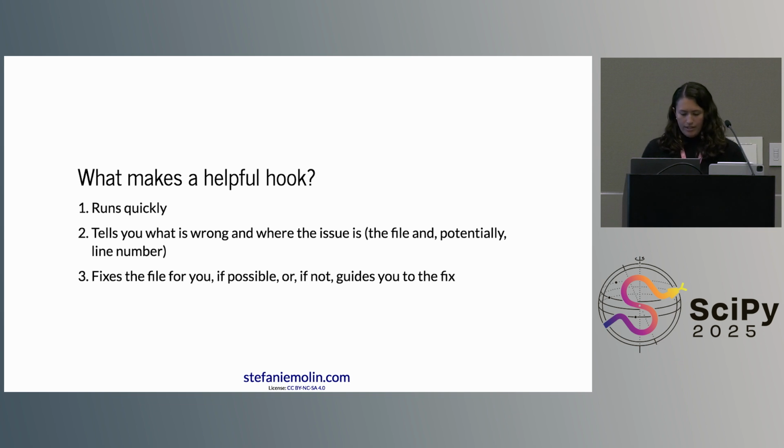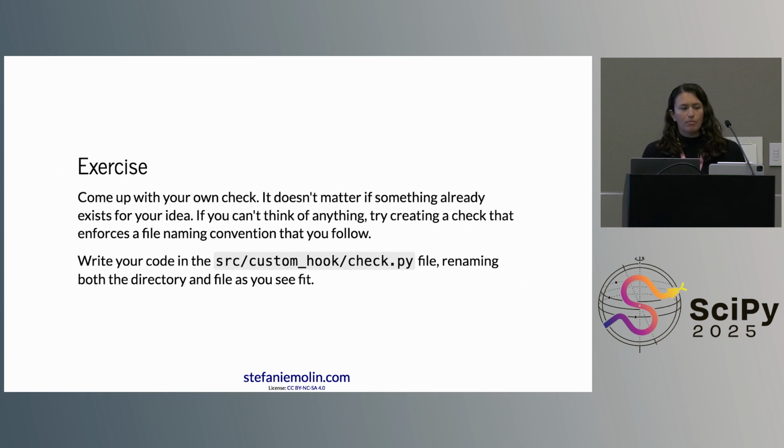Okay, so now we're going to take a bit of time here, and I want you to come up with your own check. So hopefully you came in with some idea that you wanted to do. It doesn't matter if it already exists, right? So maybe you want to not allow print statements to be in the code because you want people to use logging. Maybe you don't want people to commit files more than 1,000 lines or files bigger than a certain size. You can kind of do whatever you want. If you don't have anything in mind, the example I'm going to be showing is how to check file naming conventions. So if you have a certain way that you want things to be named, you can also do that. So yeah, think about that.